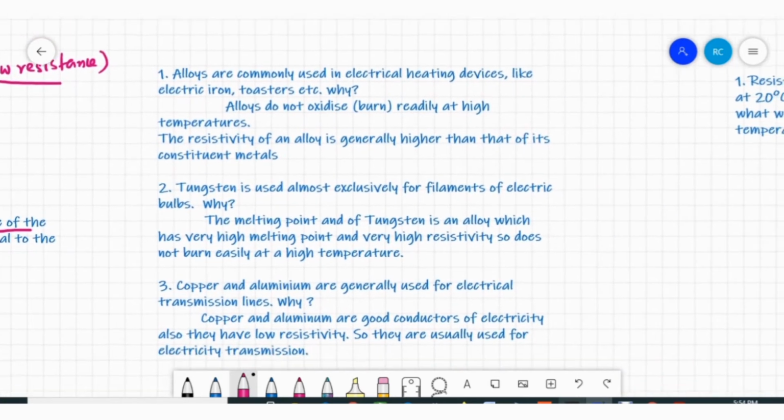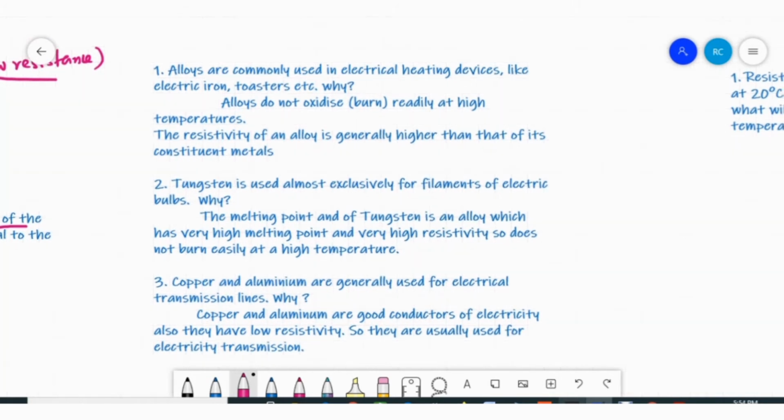Now, there are a few NCERT questions based on this topic that will be asked continuously. The first question is, why are alloys commonly used in electrical heating devices rather than pure metal? Electrical heating devices, as you already know, are electric iron, toasters, etc. In these cases, we will not use pure metal. We are using alloys, a combination of metal and non-metal. The reason is that alloys do not oxidize. Oxidize means burn readily at high temperatures.